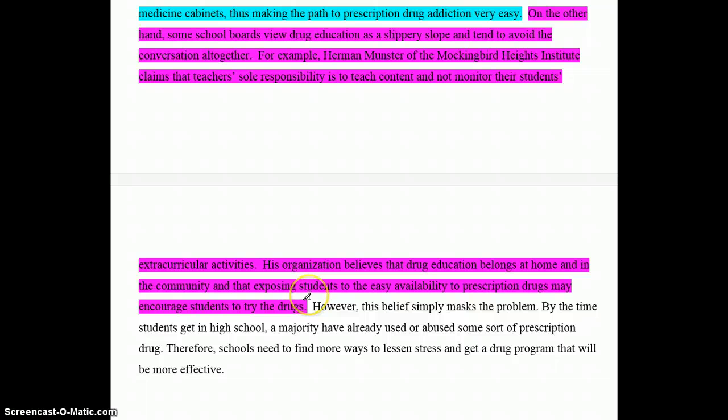Notice how she acknowledges the counter evidence, and here she simply states, however, this belief simply masks the problem. By the time the students get in high school, a majority have already used or abused some sort of prescription drug. Notice she acknowledges the counter evidence but adds her own idea to prove her topic sentence. Most counter evidence only needs one sentence or two sentences to explain it and redirect.